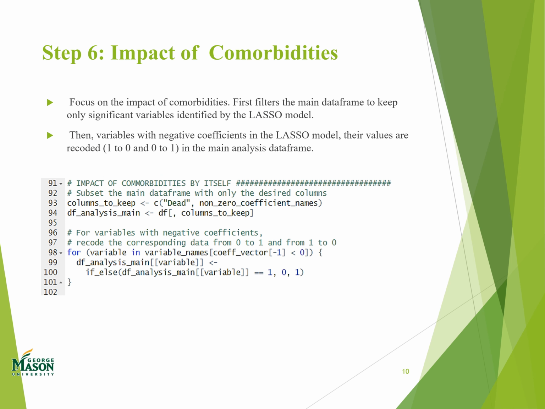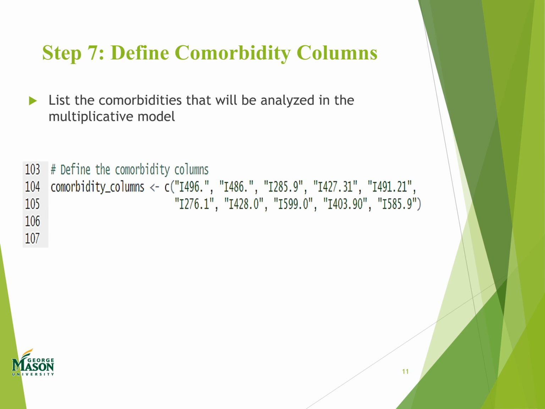Step 6 is impact of comorbidities. This step first filters the main data frame to keep only significant variables identified by the lasso model. Then for variables with negative coefficients in the lasso model, the values are recoded, 1 to 0 and 0 to 1, in the main analysis data frame. Step 7 is define comorbidity columns. This part lists the comorbidities that will be analyzed in the multiplicative model.